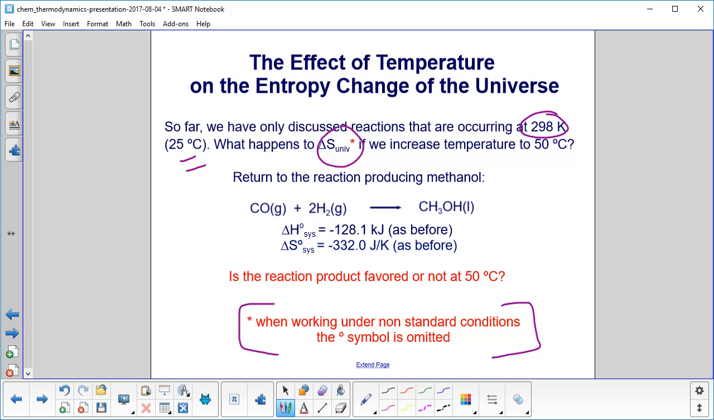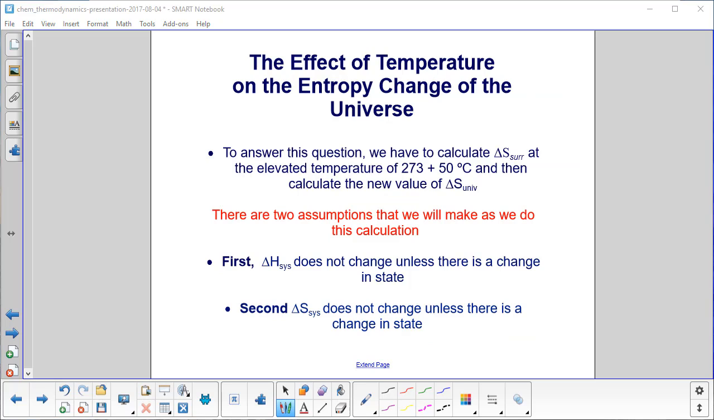So let's go back to our methanol reaction. We had already found these numbers for the change in entropy, the standard entropy, and the standard enthalpy change. And we want to now find out, is the product favored or not at 50 degrees Celsius? To answer this question, we now have to calculate delta S surroundings at the elevated temperature of 273 plus 50 Celsius, because that'll give it to us in Kelvin, right? And then calculate the new value of change in entropy for the universe. And notice how we're leaving out that superscript O.